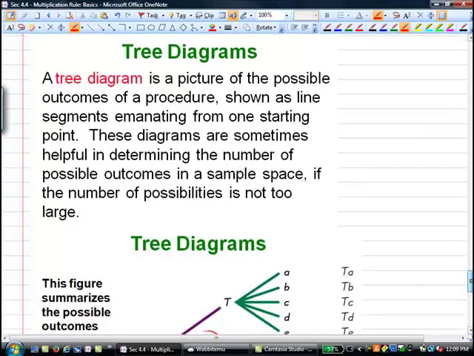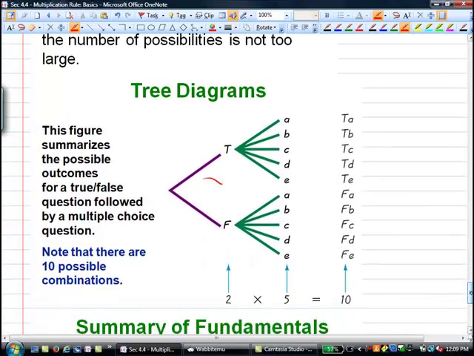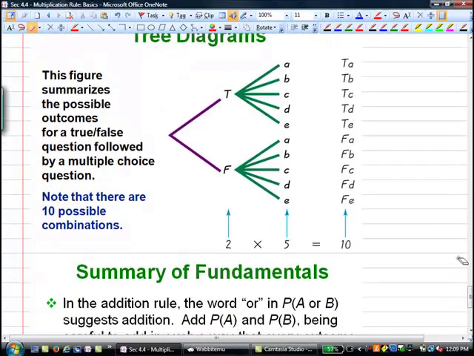Another way of counting things is by using a tree diagram. A tree diagram can come in handy. I believe you may have seen these before. This is a way that we can calculate the total combination of things. This figure summarizes the possible outcomes for a true-false question, followed by a 5-choice multiple-choice question. So we have 2 choices times 5 choices, which gives us a total of 10 choices for answer combinations on a 2-question quiz.